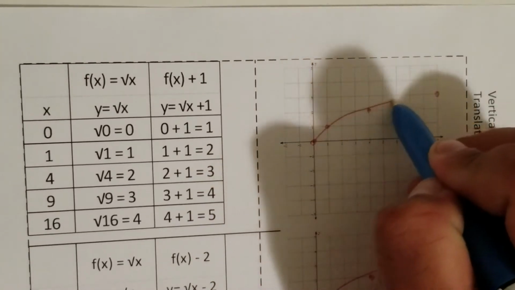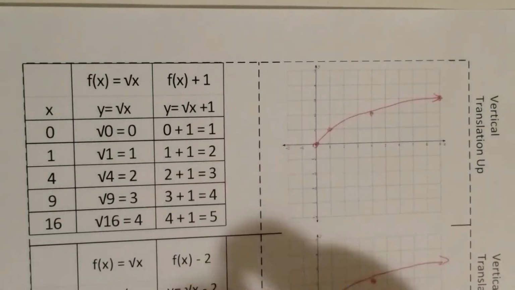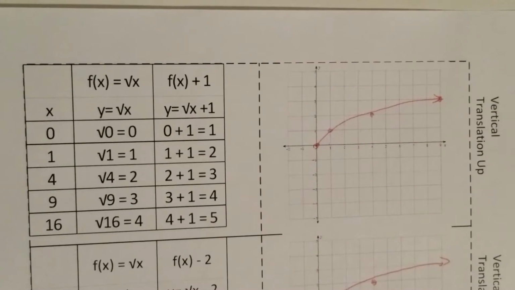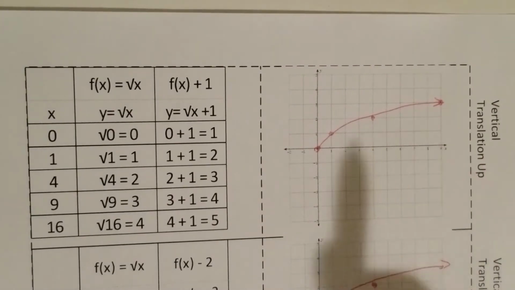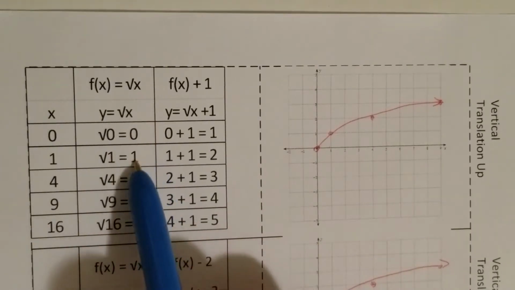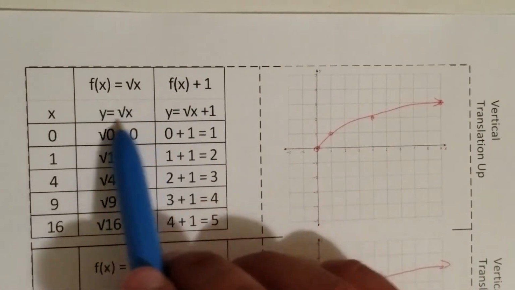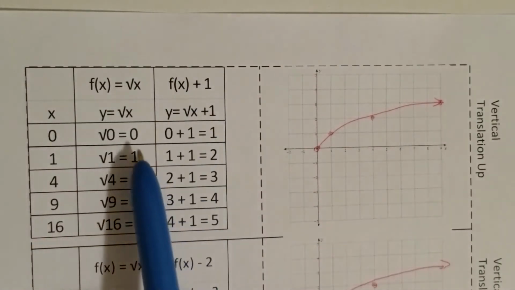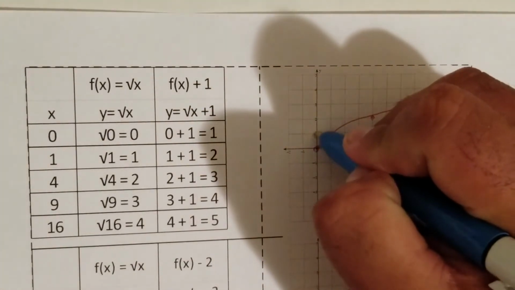So we're going to go ahead and graph this. So our parent function for square root of x looks like this. So now for this one, we're going to go ahead and do a vertical translation up. In order to do that, we're going to add 1 to each of these y variables, because it's just the f of x function plus 1. So we have 0 plus 1 is 1. So at 0, 1.